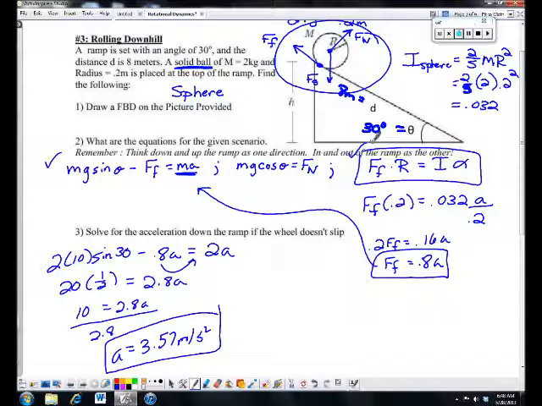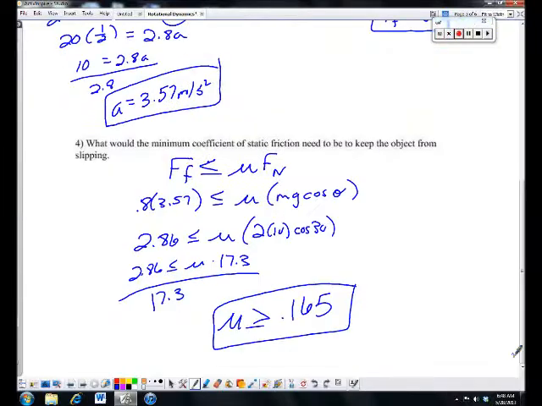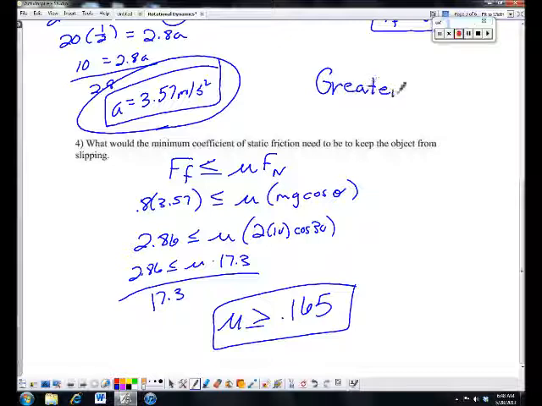You've got mg cosine theta equals Fn still, in and out. You've got down and up still, mg sine theta minus the force of friction equals ma. That's still all the same. Please again recognize that when you're rolling down a hill, your acceleration will be slower. And please remember that the greater the moment of inertia I, the smaller the A.